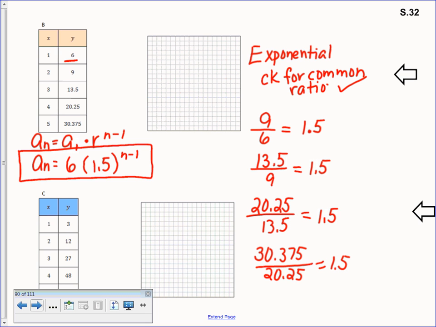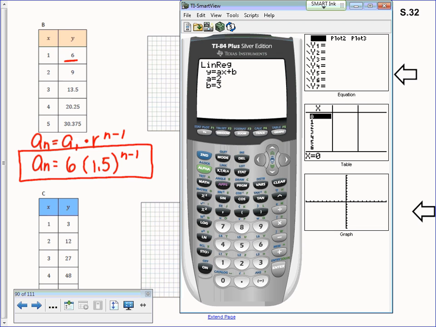Now let's try this in my calculator. So again, I'm going to take out the calculator, and I'm going to go under my stat, edit, and I'm going to clear out my list. Now, my x values are still 1 through 5, so I can leave L1 the way it is. And now I'm going to type in 6, 9, 13.5, 20.25, and 30.375. So there are my two lists.